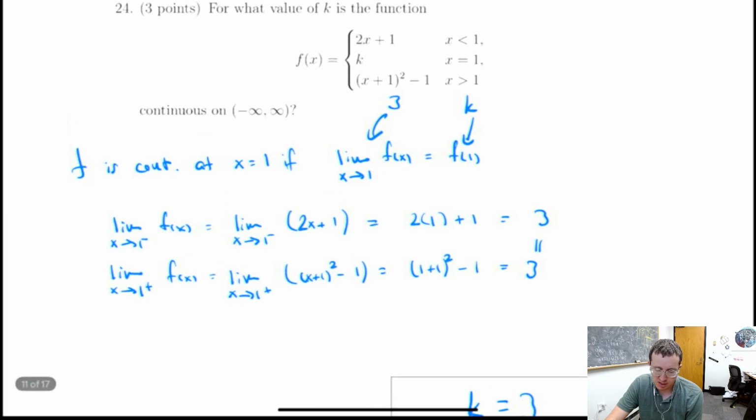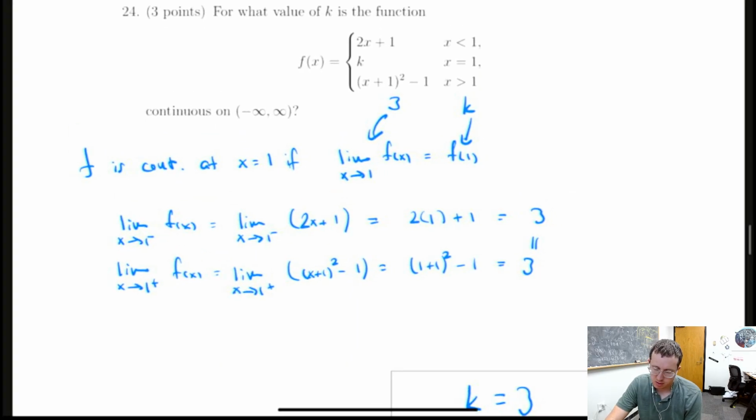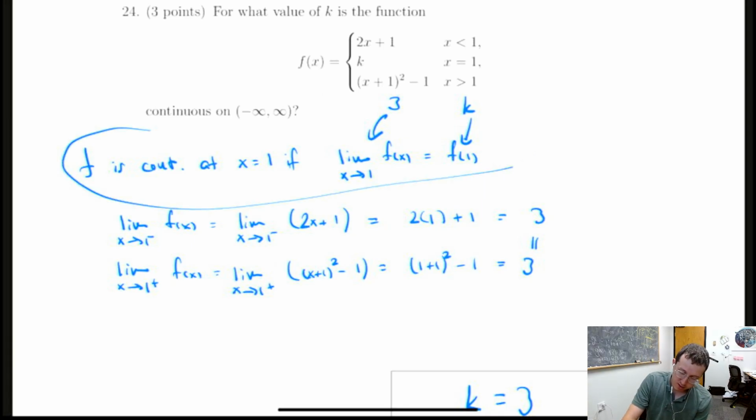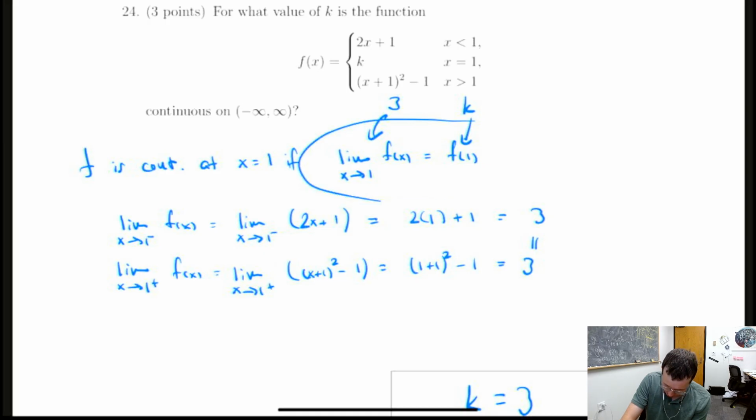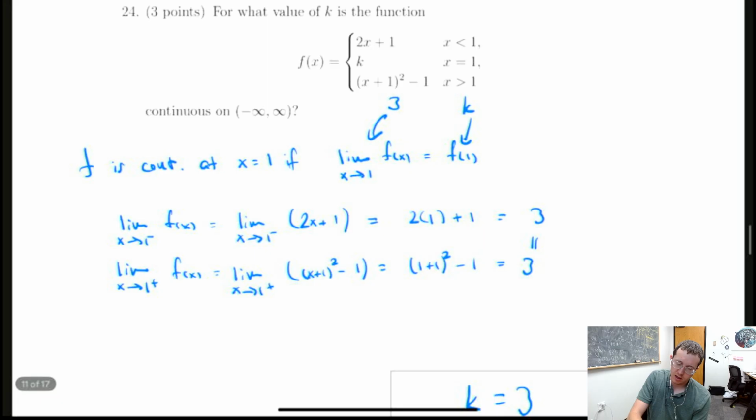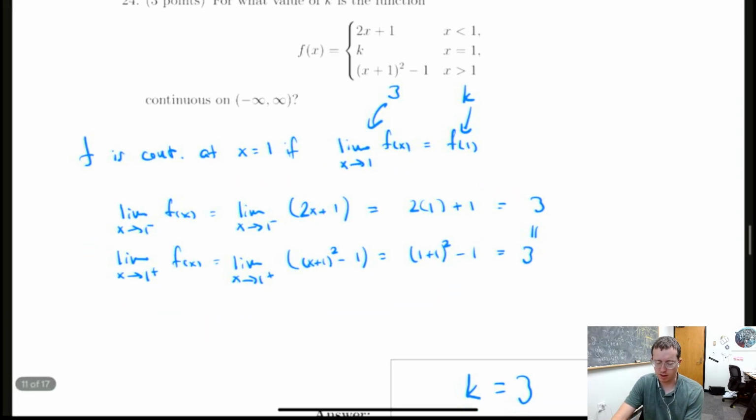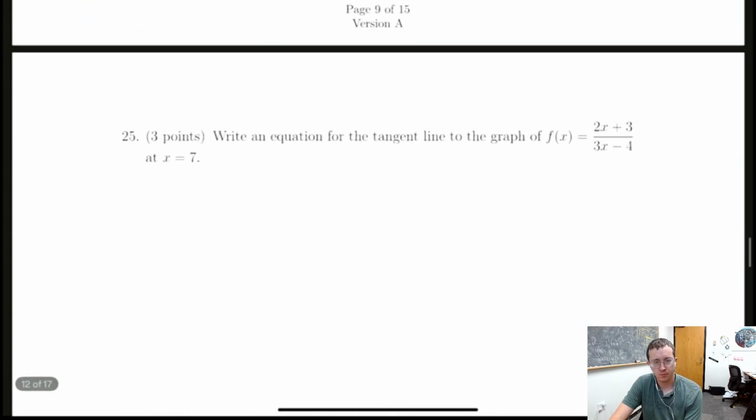So these problems can be a little confusing, but the way to approach it is to just think, what does it mean to be continuous? Let me write out the definition of continuity at 1. I see that it's a limit being equal to a function value, so I just think about what the limit and the function value are. The function value is k, and the limit I can compute by doing two one-sided limits.